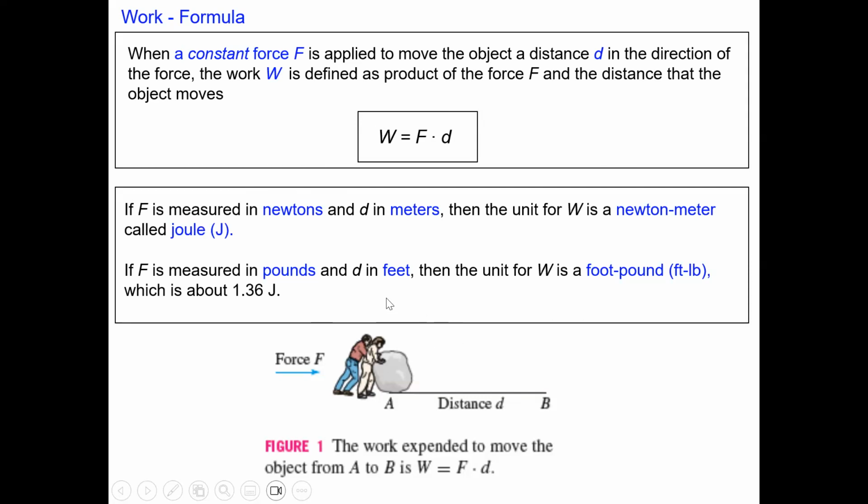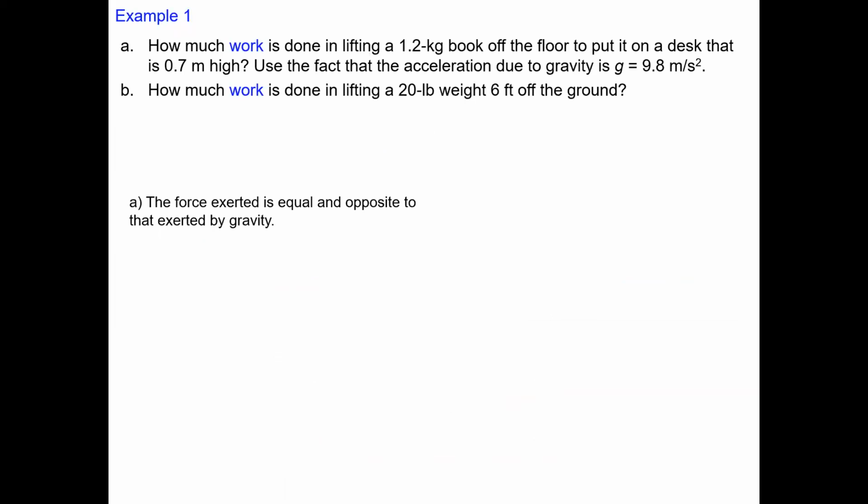In the imperial system, force is measured in pounds and distance in feet, so we have foot-pounds. One foot-pound is equivalent to 1.36 joules, if we want a connection between the SI metric system and the imperial system. This formula is important: work is equal to force times distance, for constant force.